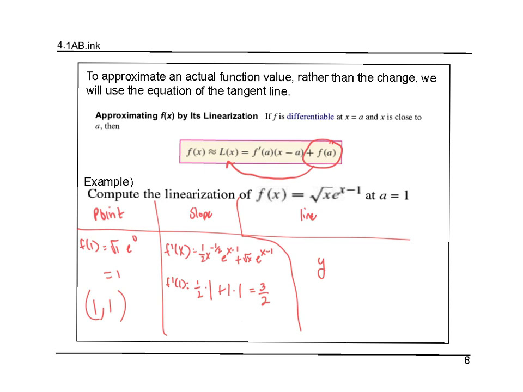So y, which is equal to L of x, is equal to 3/2 times the quantity x minus 1, plus 1. I could use this model to plug in something like 1.1, and that would give me an approximation of what that function value would be.